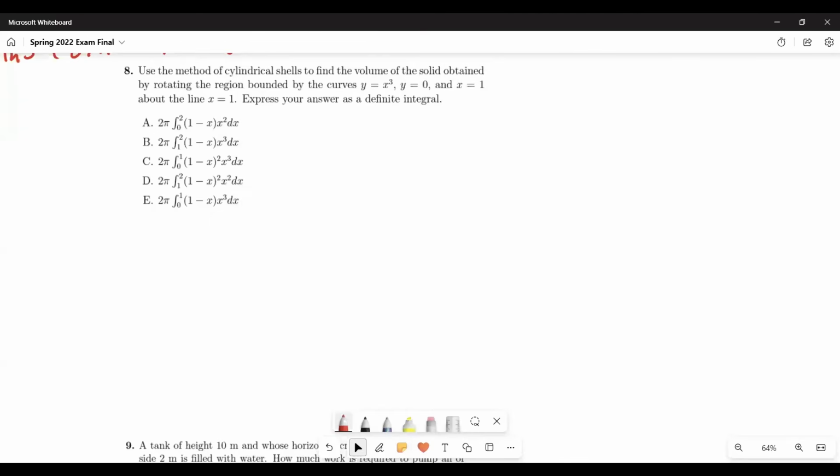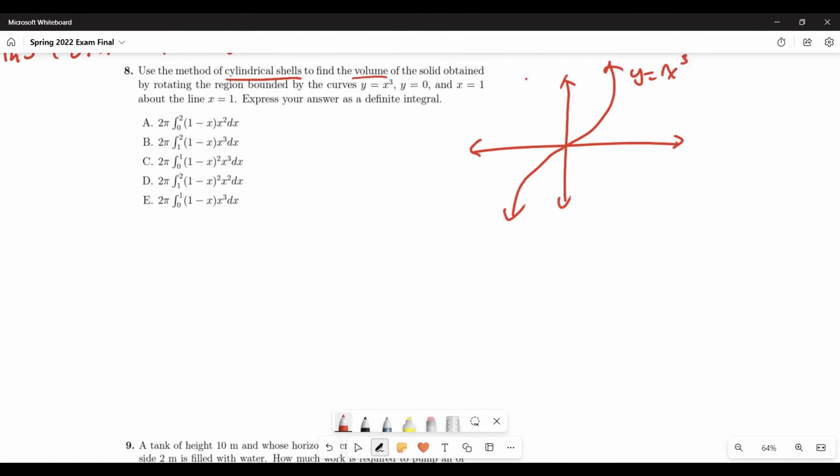Okay, this question asks to find the volume of the solid, and use the cylindrical method specifically. Cool. I do not like shell method, that's why. Anyways, let's draw the region, which is y equals x cubed, which is like that. y equals 0, x equals 1, something like that. So this is the region. And about the line x equals 1.